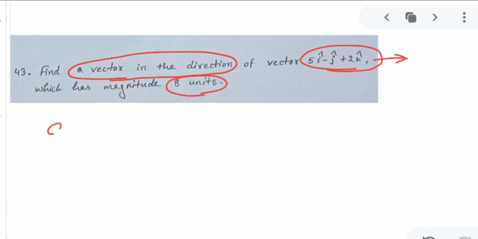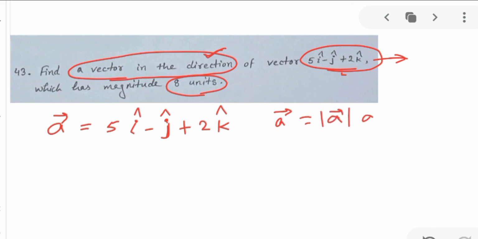So suppose I am taking this vector as vector A. Vector A is 5i minus j plus 2k. This can come in a 2 marks question also. Just now we discussed in the previous questions how to find the direction. First we have to find the direction, because the required vector has the direction of this vector. A vector can be written as magnitude into direction, so direction will be vector A divided by mod of A.